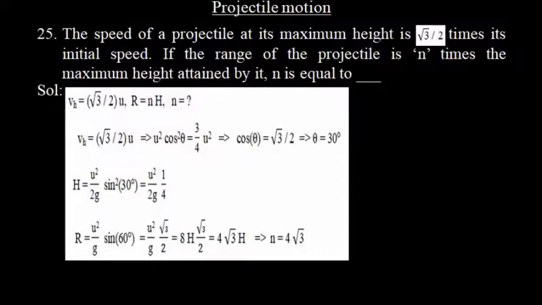We substitute the value of u square by g as 8H in this equation, that is u square by g, we replace that one with 8H. Then R becomes R is equal to 8H into root 3 by 2. Then we get 4 root 3 H, where it shows n value as 4 root 3. This is how we can get the value of n, the value of n is 4 root 3.